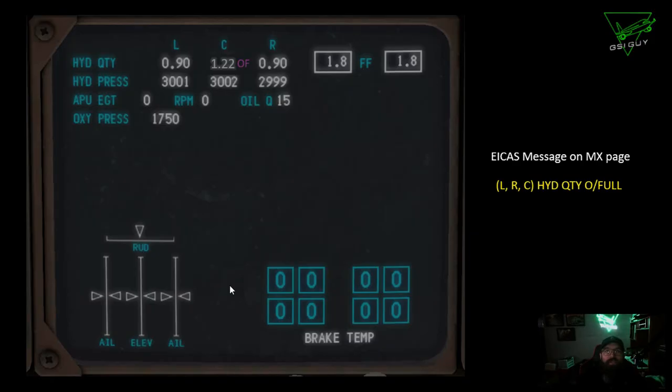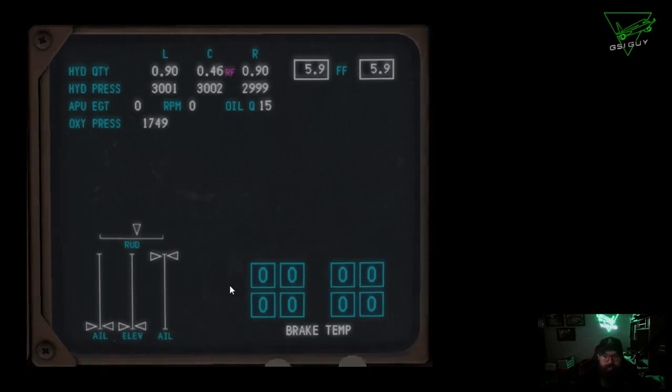Now, we talked about the quantity or reservoir lights illuminating, letting us know that we have low reservoir quantity, and what triggers that. Okay, so this shows 0.46, but 0.5 or below is going to set off an EICAS caution message, and it's going to give me left, right, or center hydraulic quantity, depending on which hydraulic reservoir it is. And the hydraulic quantity message tells me that I have less than 50%.